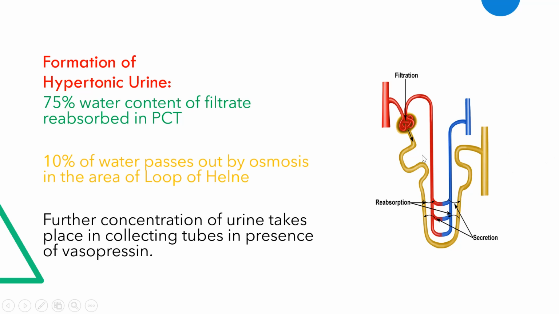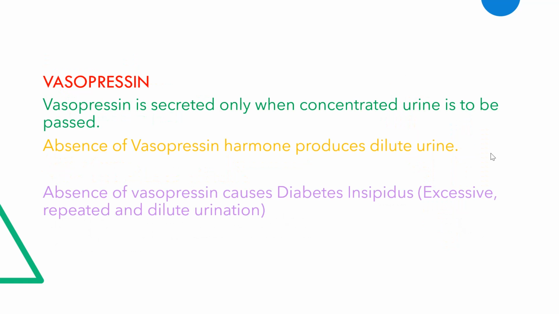So while the urine is passing through the PCT, 75% of water is reabsorbed. Then 10% of the water will be reabsorbed in the loop of Henle. Then further concentration of the urine takes place in the collecting tube. In this collecting tube, vasopressin acts, changing the concentration of the urine.